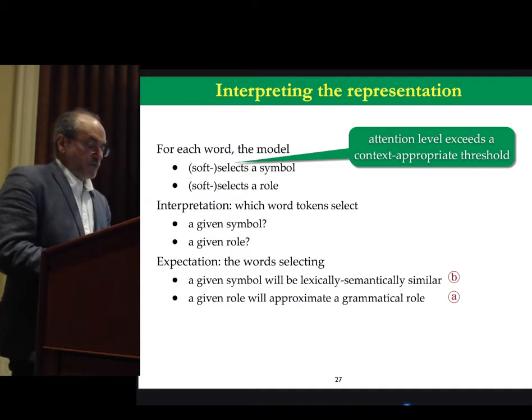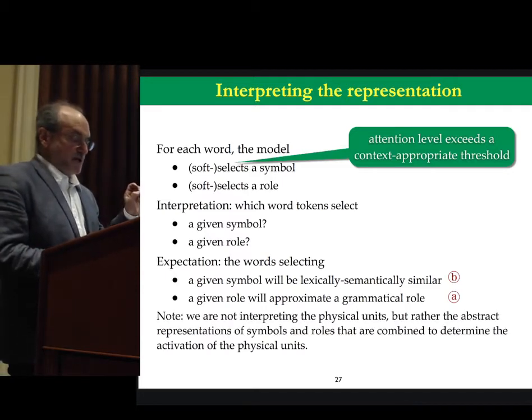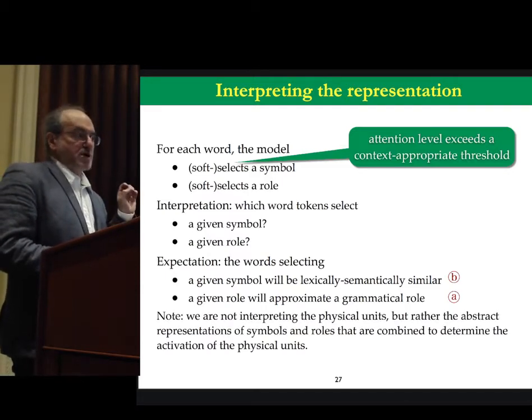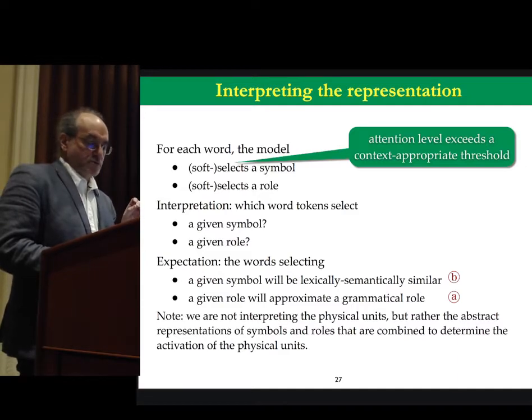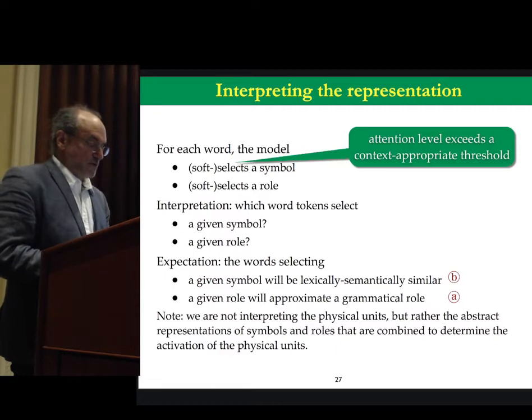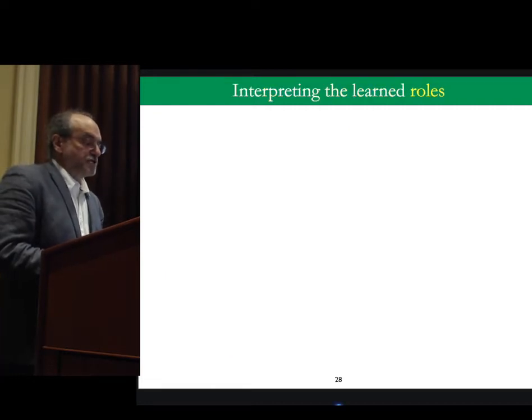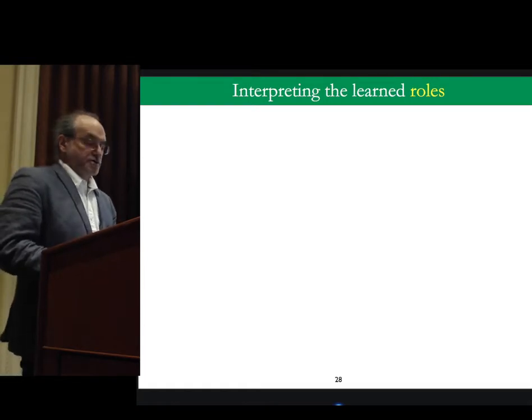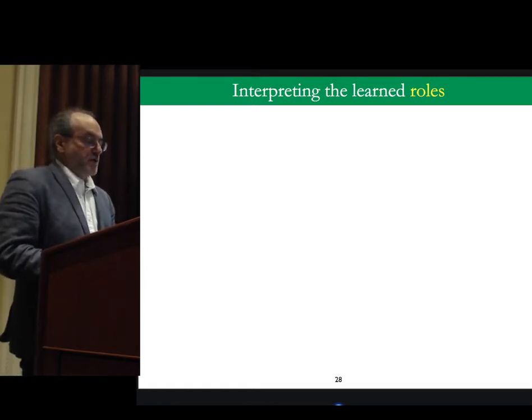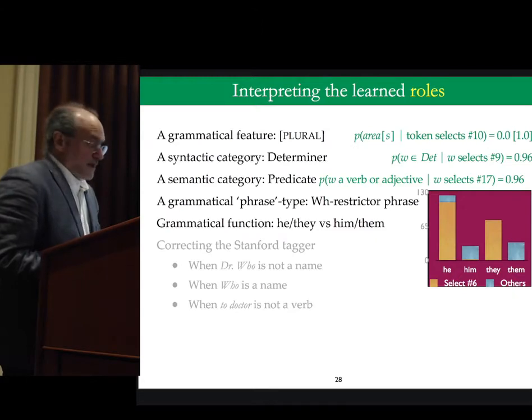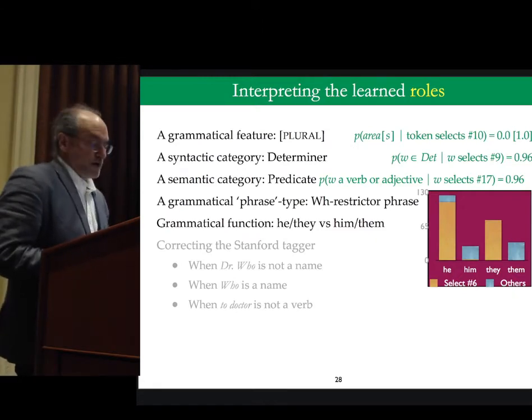Note that we're not interpreting the actual units in the network, but rather the abstract representations of the symbols and roles that are combined to determine the activation of the actual units. It turns out that interpreting the roles involves grammatical notions ranging from features to grammatical functions. The paper goes through all these examples, but I only have time to discuss one.